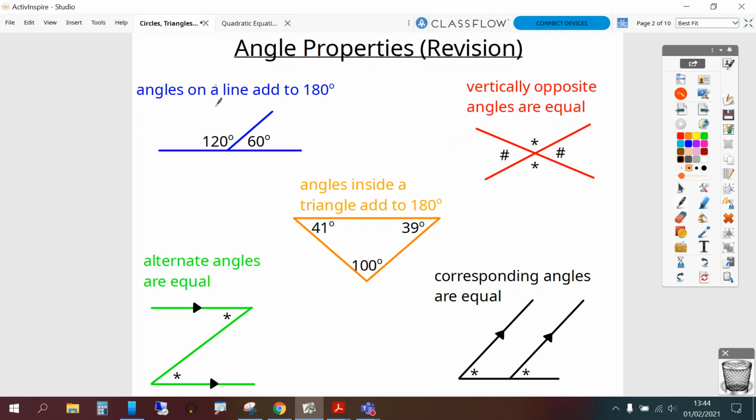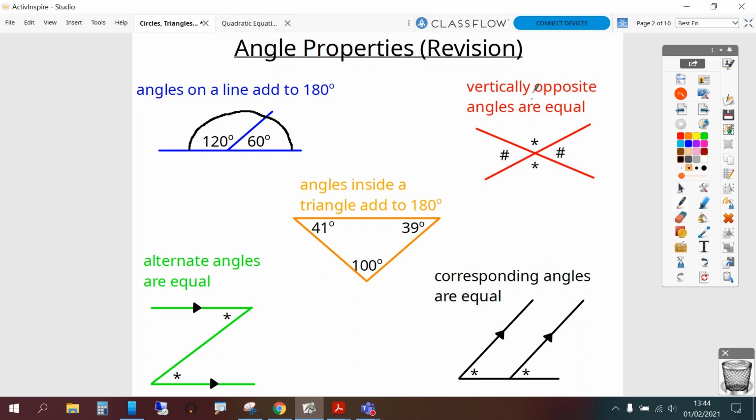In the blue diagram, we have angles on a line, and these add to 180. So we can draw this arc round, if we like. Remind ourselves that gives us a semicircle, which is 180 degrees, and any number of angles that are within this semicircle will add up to 180.